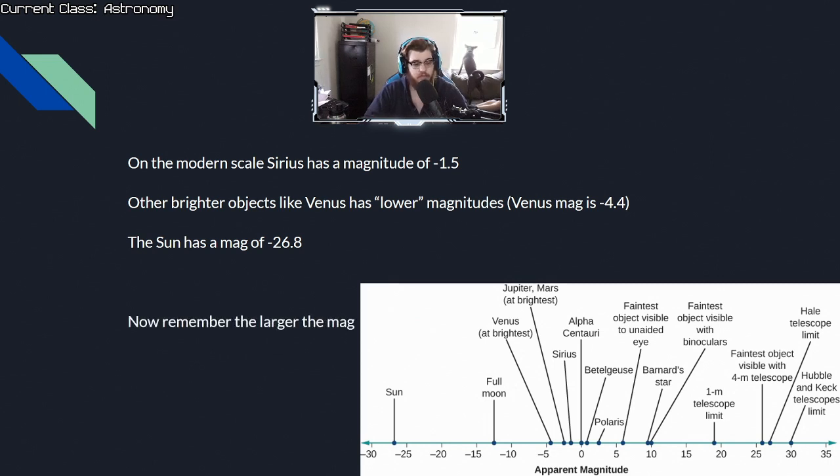Now, the thing to remember is that the larger the magnitude, the fainter the object. So the Hubble and Keck telescopes' limit is an apparent magnitude of 30. That means the faintest thing they can see has a magnitude of 30. Take how bright the sun is and flip it into faintness, which is a weird concept, but it's something so barely visible that they can see it.